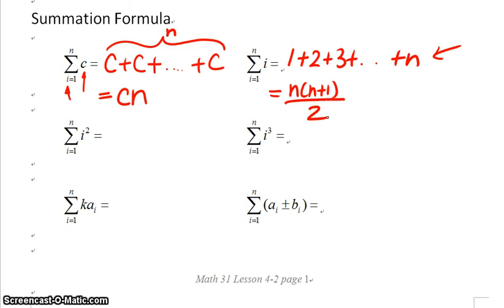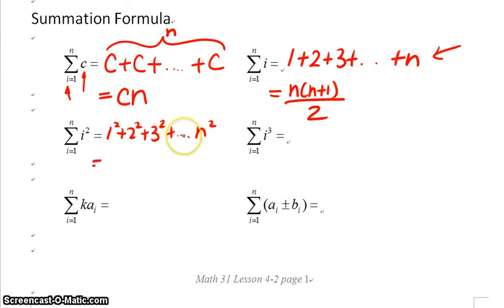N times n plus 1 over 2. This will be consistent with what we have learned in grade 11. And then the next one, when we have i square, that is the same as adding 1 square plus 2 square plus 3 square all the way up to n square. This is not an arithmetic sequence or geometric sequence. It's another kind of sequence.